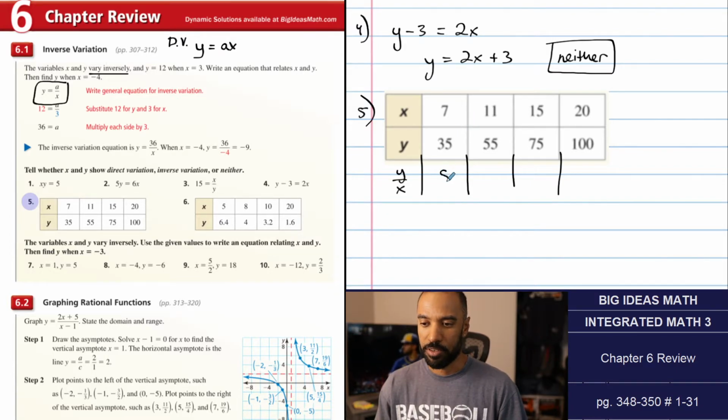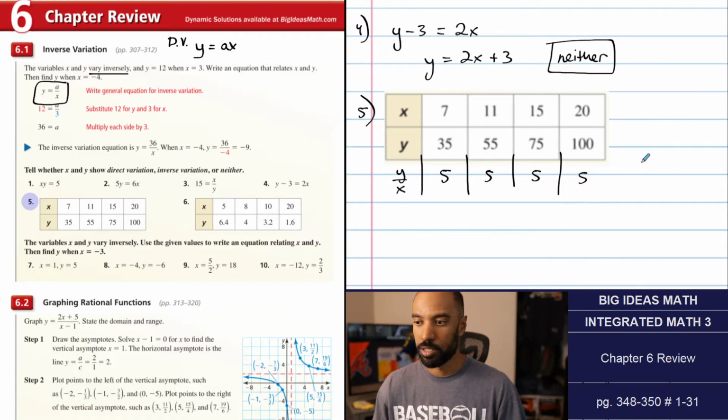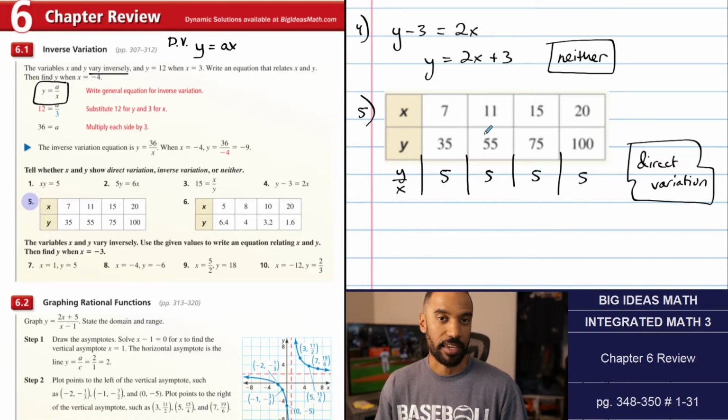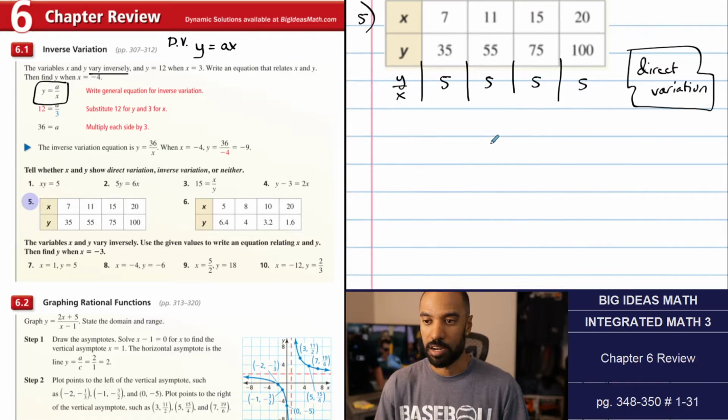35 divided by 7 is 5. 55 divided by 11 is 5. 75 over 15 is 5. And 100 over 20 is 5. Because all of these are constant, it's direct variation. And in being direct variation, that's also the constant of variation you're looking at. This equation could be written as, which they're not asking us to, not yet at least, we have a lot of problems to do this with, y equals 5x. Y is 5 times that of x.